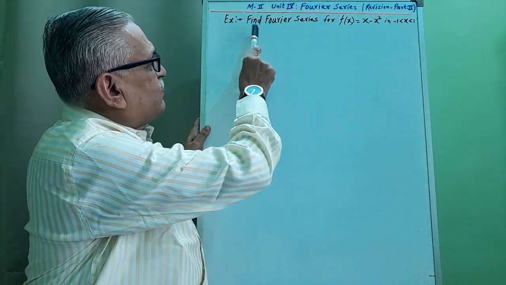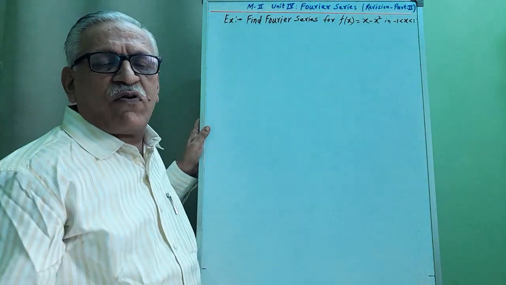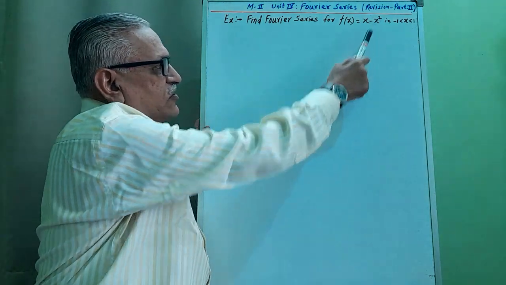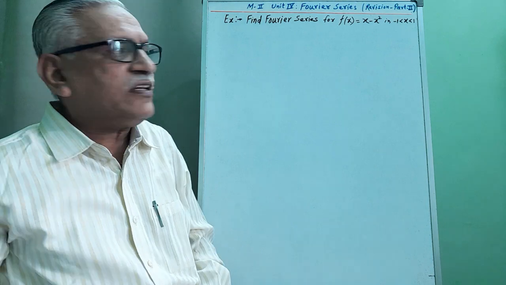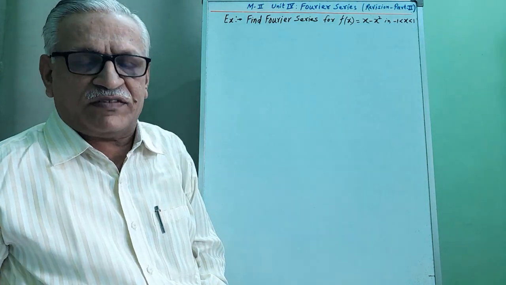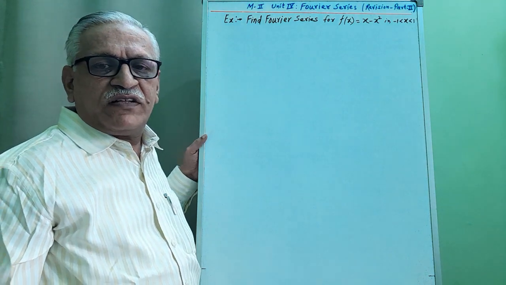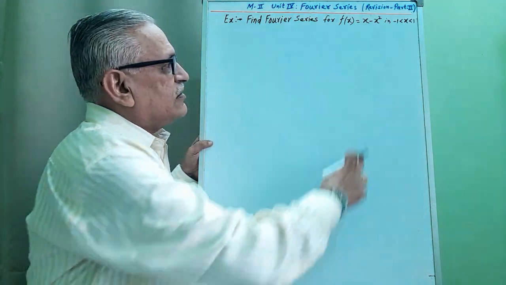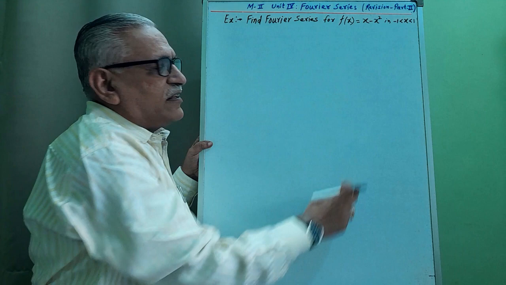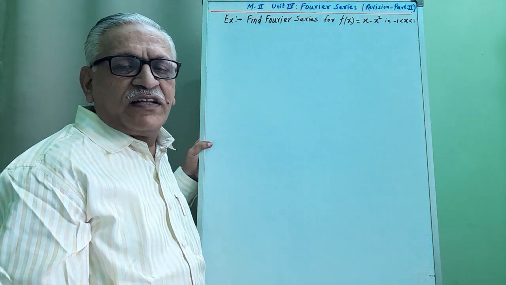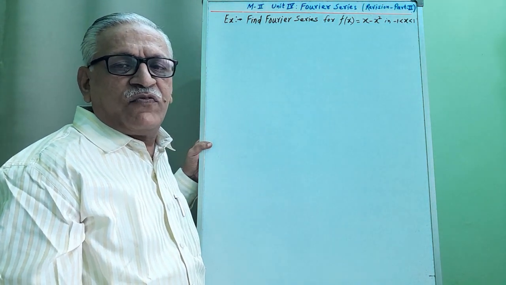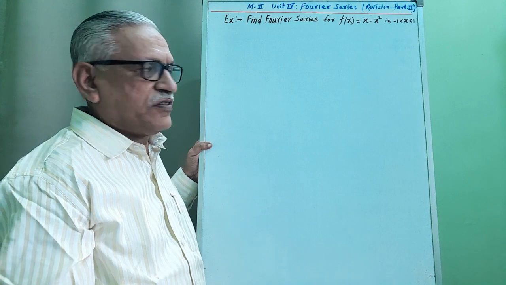Let us solve the problem. Find Fourier series for f of x is equal to x minus x square in the interval minus 1 less than x less than 1. This problem we can solve by two different ways. The first one is: the function is neither even nor odd in the interval minus 1 to 1. Therefore, we can apply a full range Fourier series.